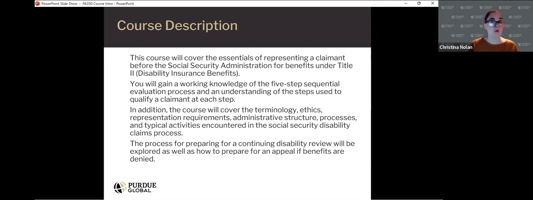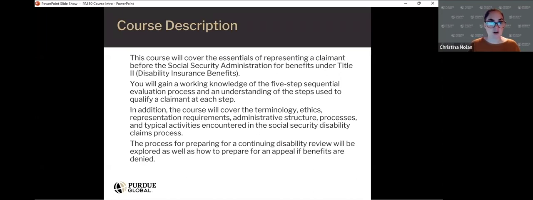You will also in the course learn about the 5-step evaluation process that the agency uses to evaluate these kinds of claims. You will look at terminology. This is an area of law where there are specific terms that are very particular to this area of law, so you'll learn about those. Ethics and representation requirements are especially important in this class. Ethics is always important, but if you are a non-lawyer representing someone, this is where the ethical rules are going to be very important to you. And so you'll want to know them and understand them.